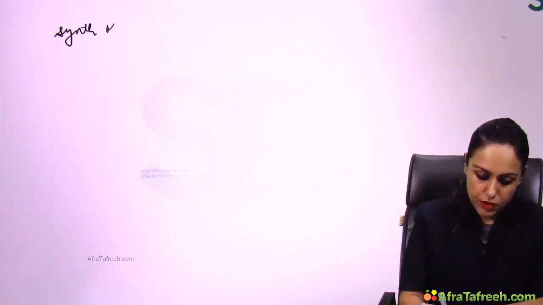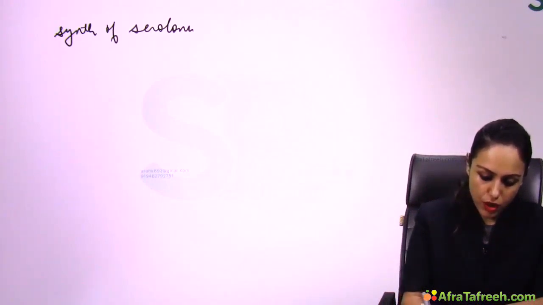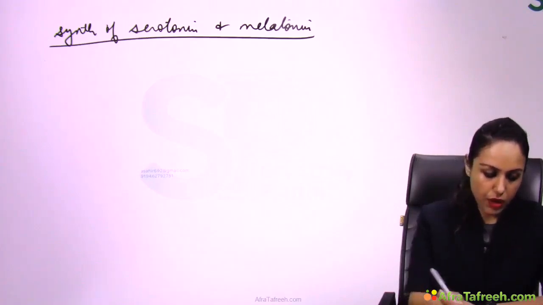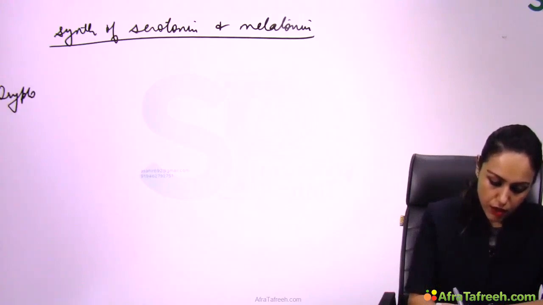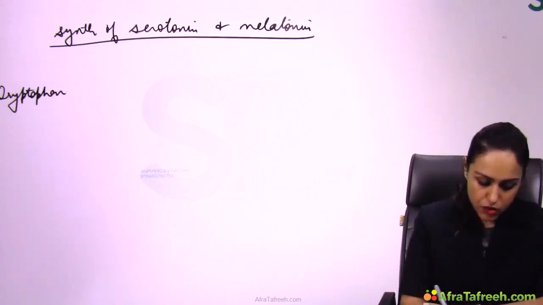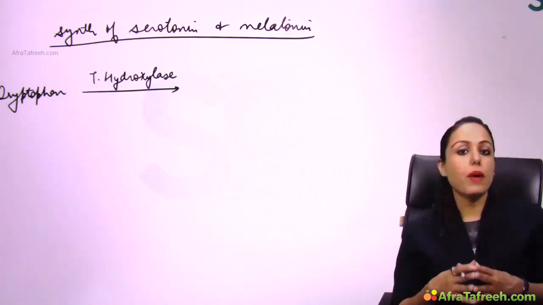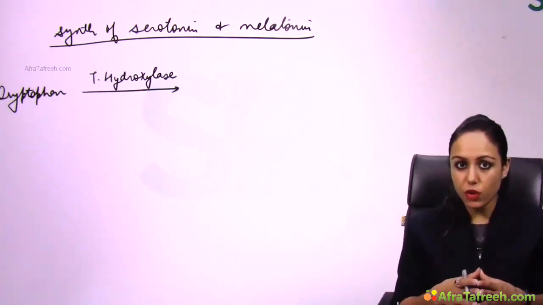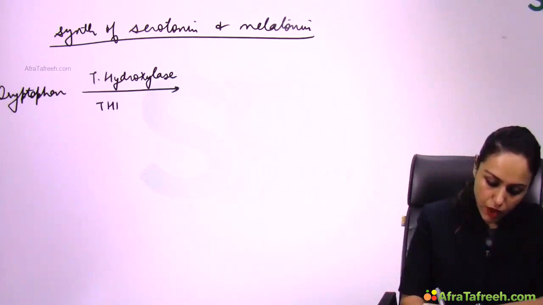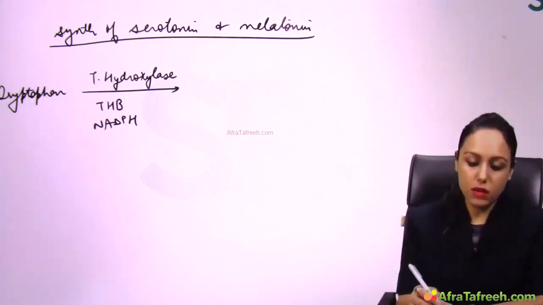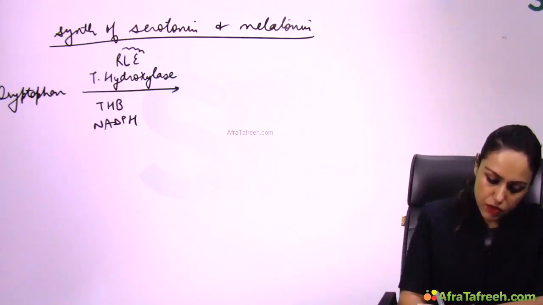Now next I'm going to take synthesis of serotonin and melatonin from tryptophan. So here we are starting again from tryptophan. The first enzyme is tryptophan hydroxylase. I told you this is one of the aromatic amino acid hydroxylase, which will require tetrahydrobiopterin also and NADPH also here. And here this is the rate limiting enzyme.